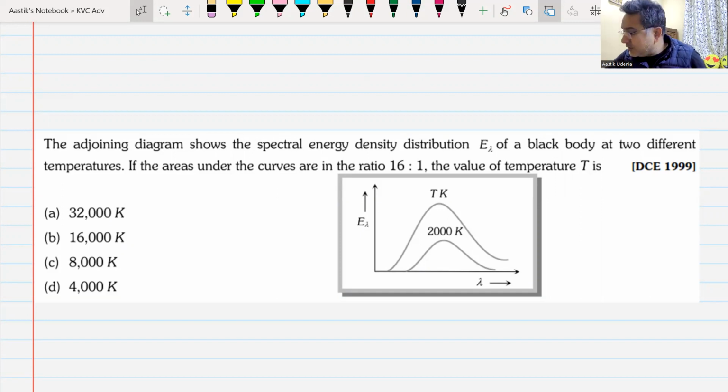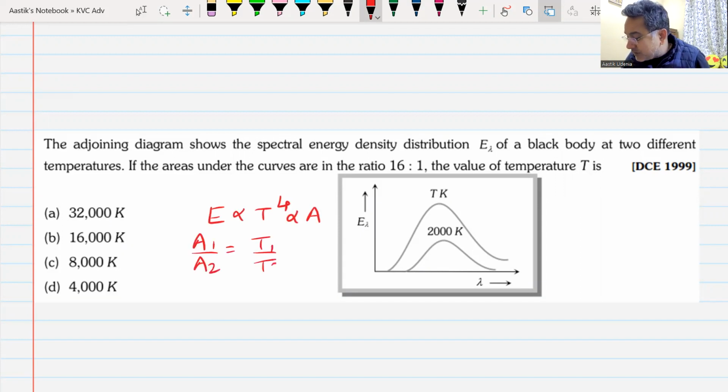How did we get this? You must remember that the total energy is directly proportional to T raised to the power 4. Yes or no? Yes, sir. And this is nothing but the area of this graph. So A1 by A2 will be equal to (T1 by T2) raised to the power of 4. Yes or no? Yes, sir.